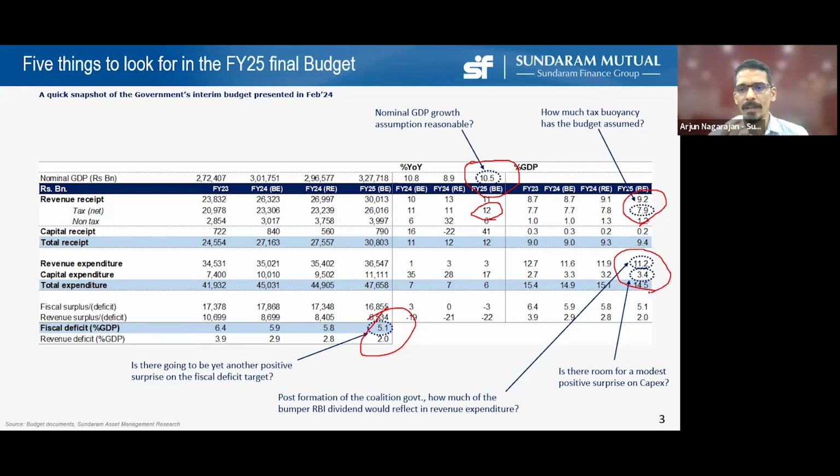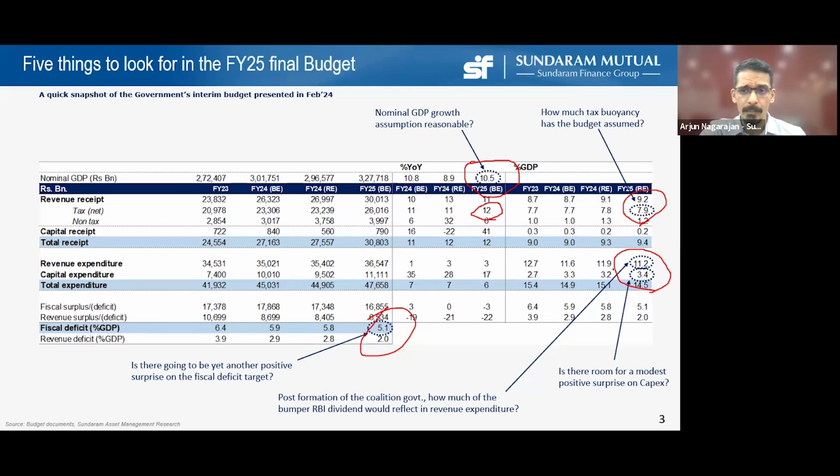Now, you can always break up expenditure into 2 types. One is revenue expenditure and capital expenditure. And if you can see here, the total expenditure budgeted in the interim budget was roughly around 48 lakh crores. Of that 48 lakh crores, a large part of it is revenue expenditure, and around 11 lakh crores was capital expenditure. Now, as a percentage of GDP, remember, the focus should always be on percentage of GDP, not as much on the year-on-year numbers.